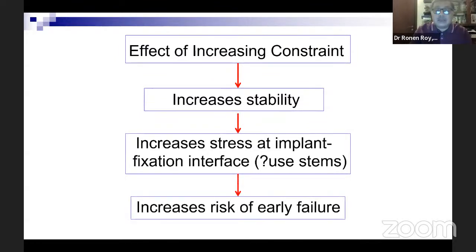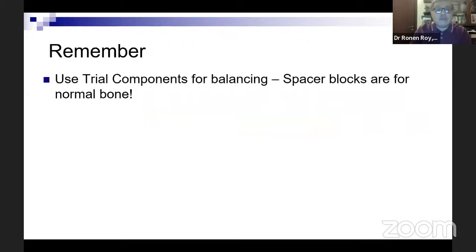And this increases the risk of early failure. So constraint is not balance. If you increase the constraint, you're actually reducing the length of the life of the prosthesis itself. So remember, use trial components for balancing.